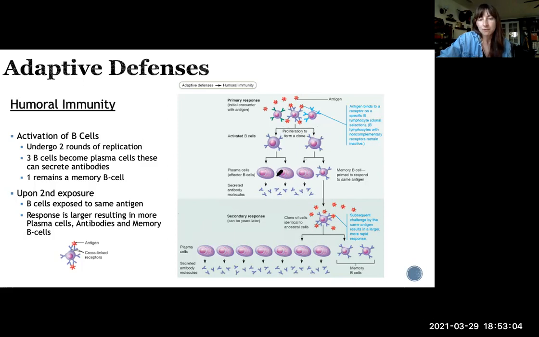2 rounds of division, 3 of them become antibody-producing plasma cells or effector B cells. So that's what the plasma cell is, okay? If I didn't mention that before. And 1 of them will become a memory B cell, whose job it is to look out for this antigen again in the future and launch an even stronger response at that time.